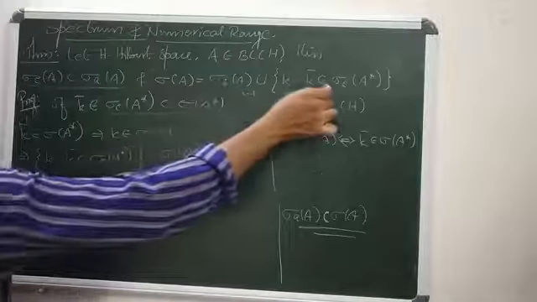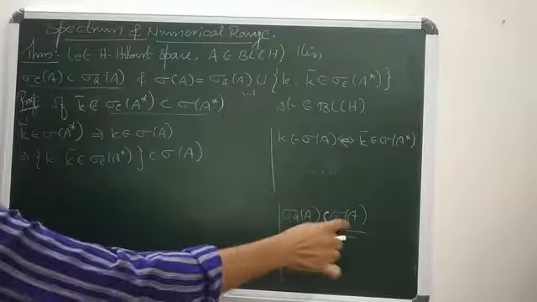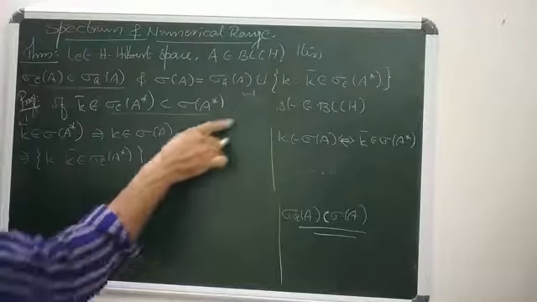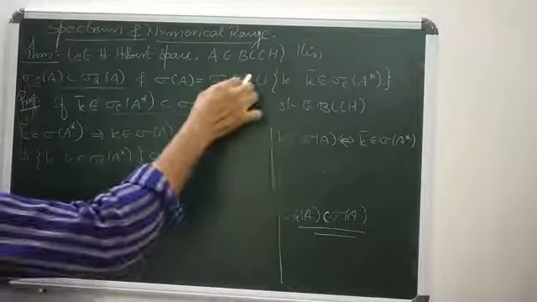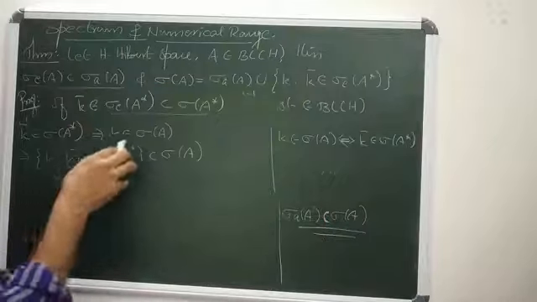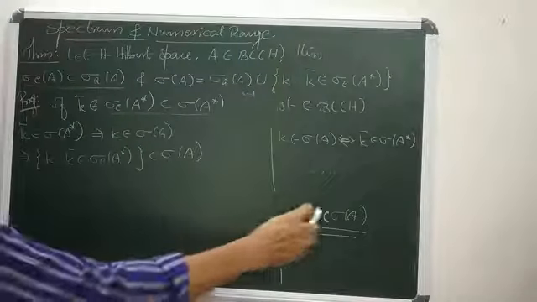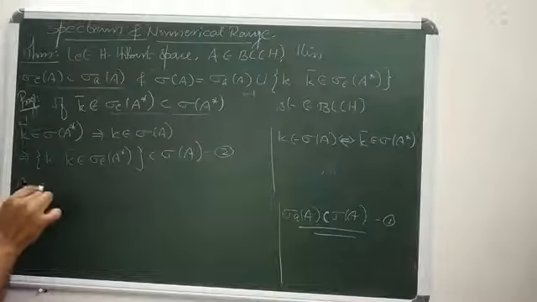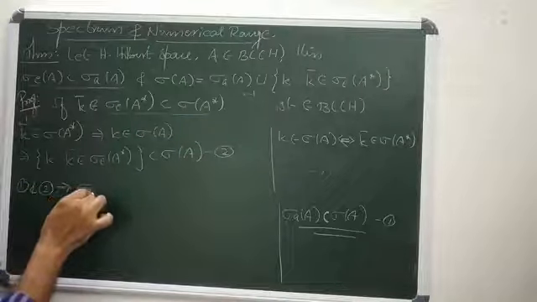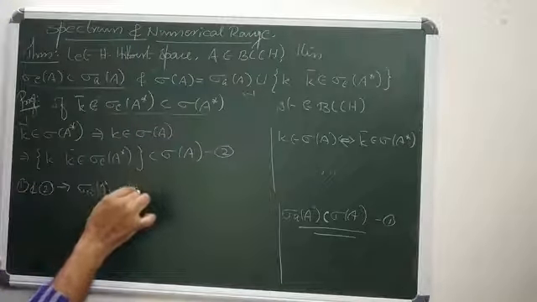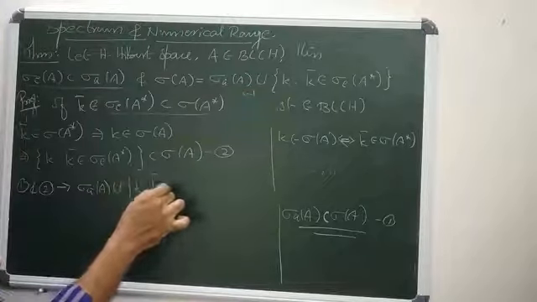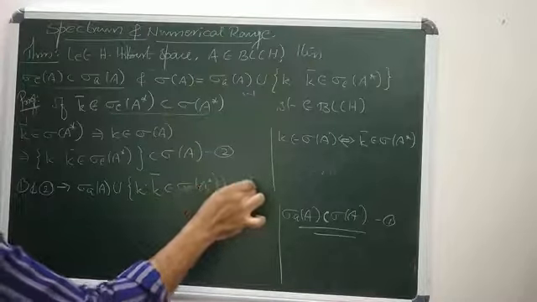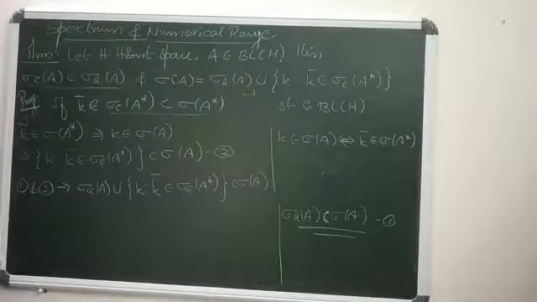Okay, so this is our first conclusion: sigma A of A is a part of sigma A. Again, the set of all k with k bar falling in sigma E of A star is a part of sigma A. Thus sigma A of A union this set is a part of sigma A. Combining 1 and 2, sigma A of A union the set of all k with k bar falling in sigma E of A star is a part of sigma A. Okay, so the first inclusion is proved.